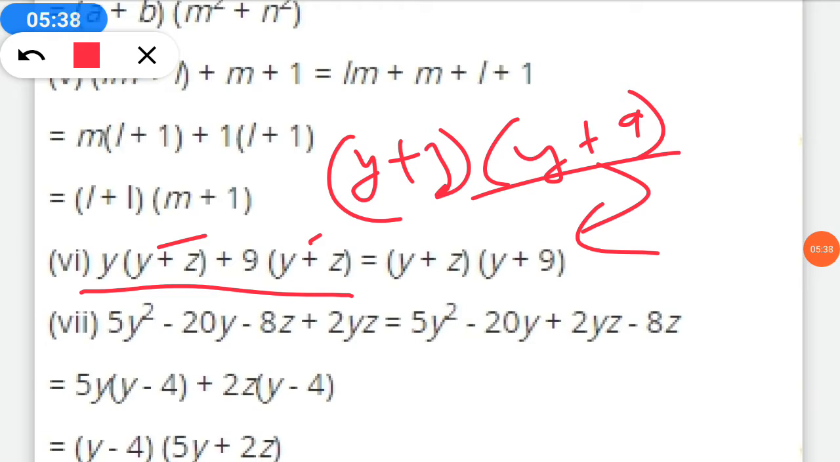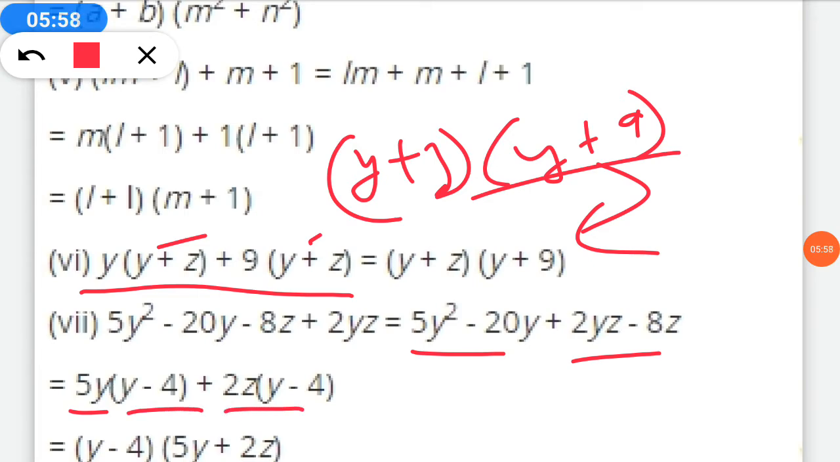5y² − 20y − 8z + 2yz. This is the question we are having. Here, first we are going to make pairs. After making the pairs, we will take out the common factor. When we take 5y as common, what is left? y − 4 is left.